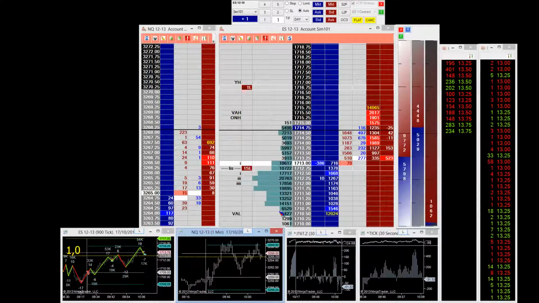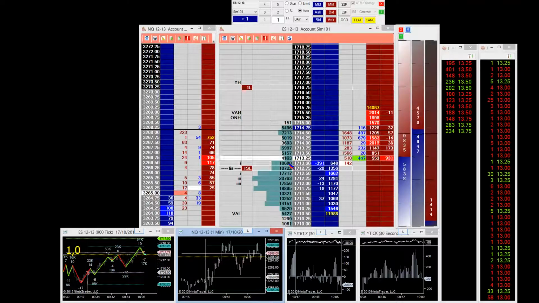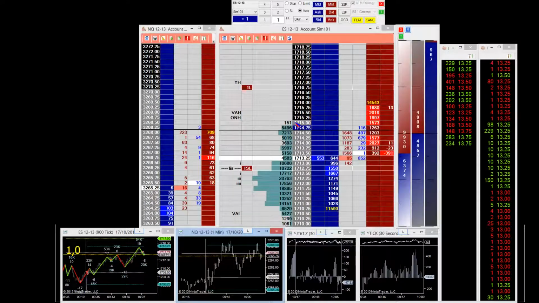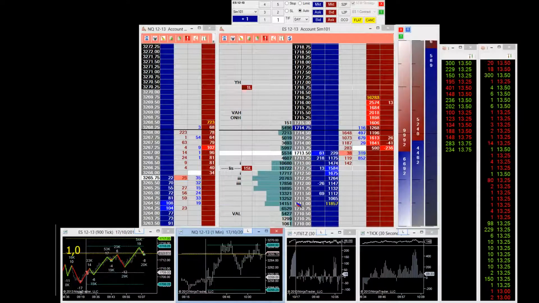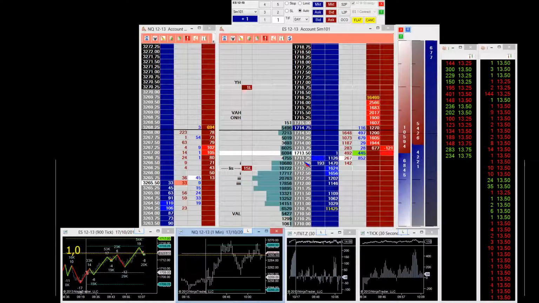It means we had a chunk of volume. Wish I could press pause now. We had a chunk of volume that traded 1711 to 1713, and then we popped up to 1715. We popped at 2 points. Now we know that from 1711 to 1713, there are going to be people that are long and people that are short.